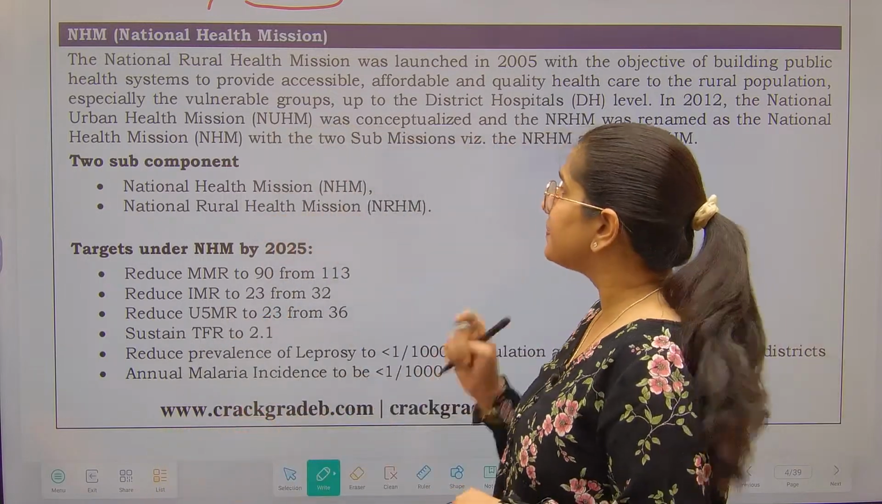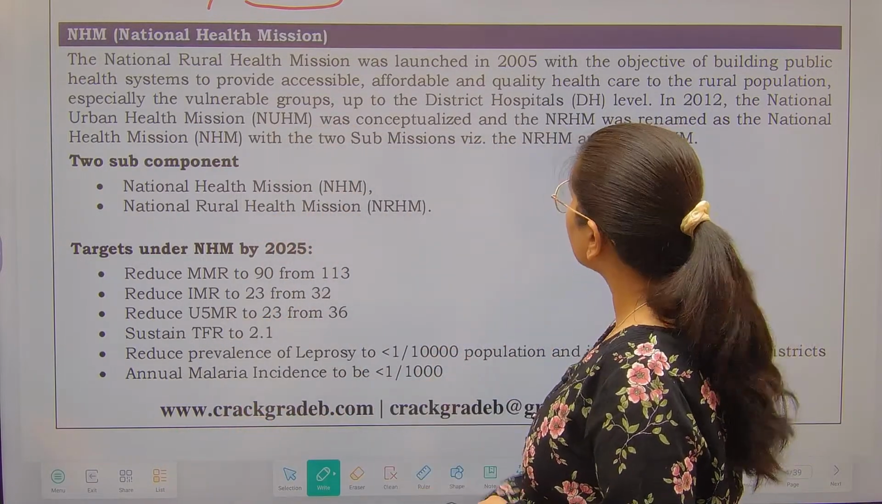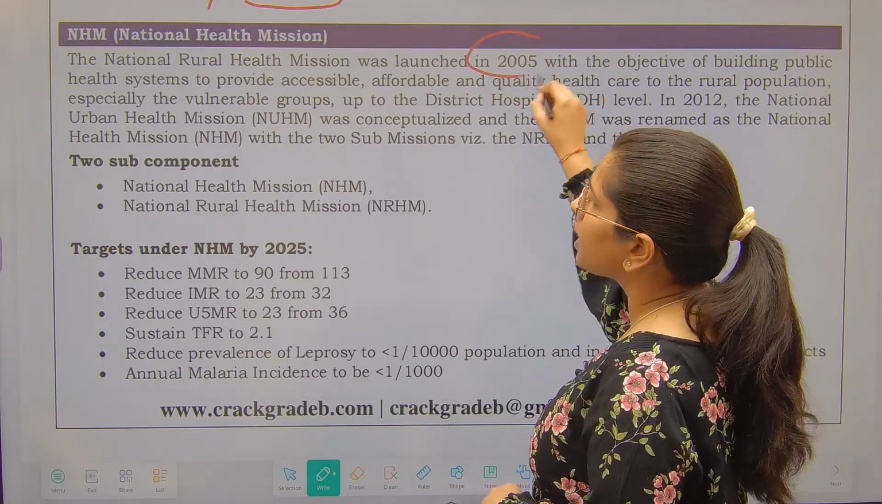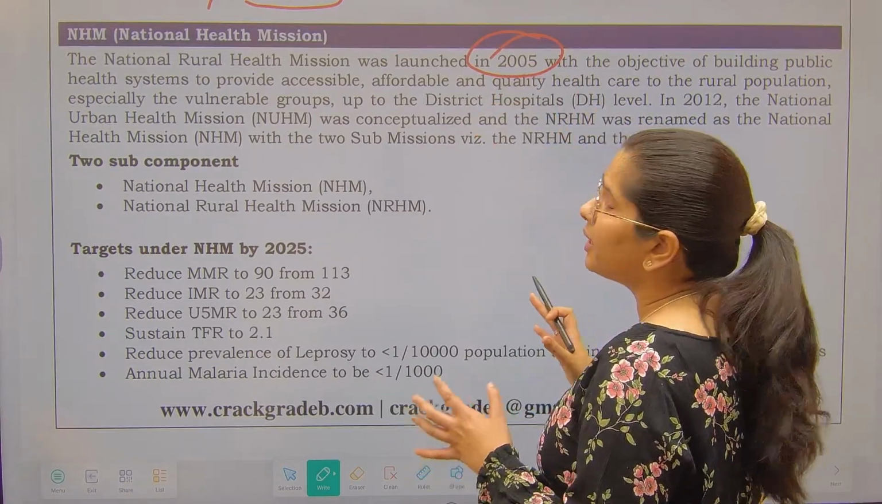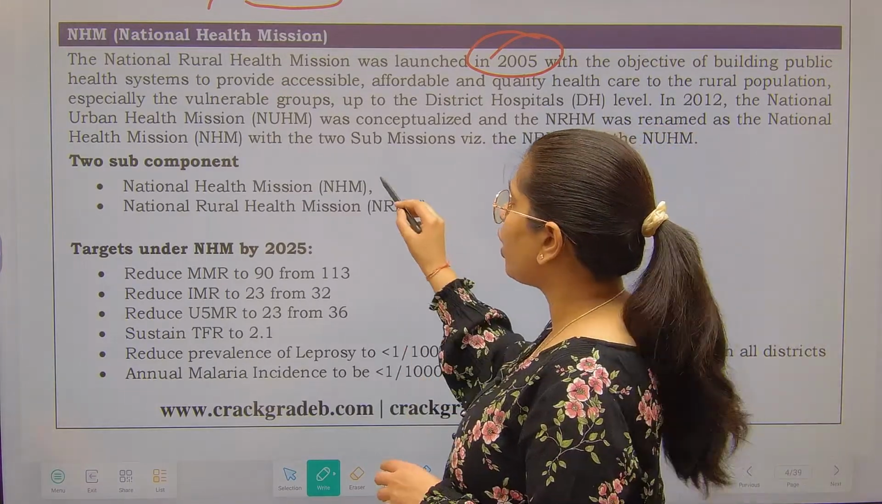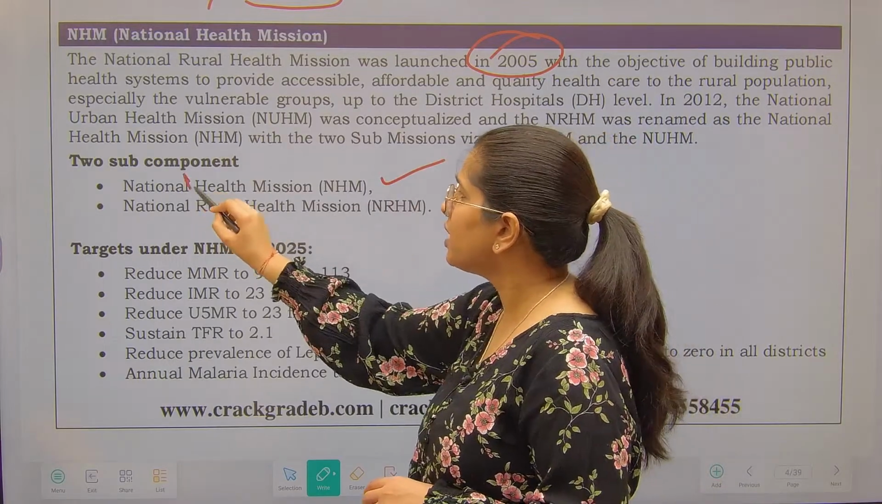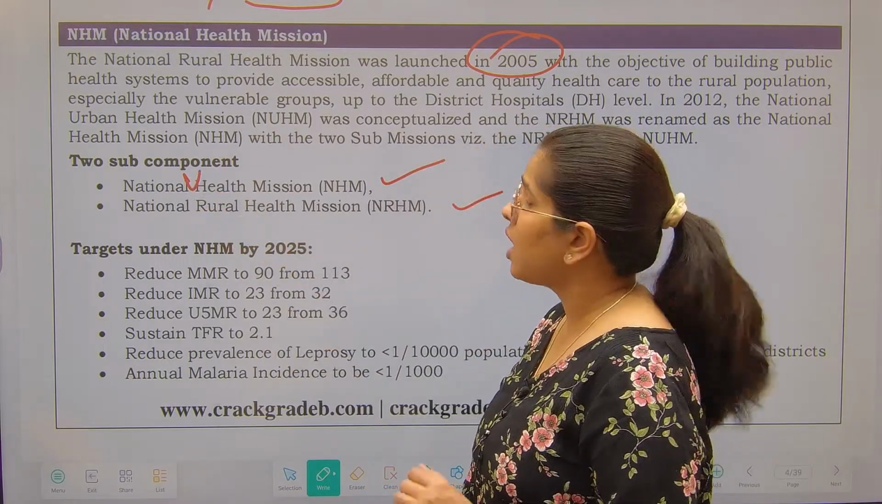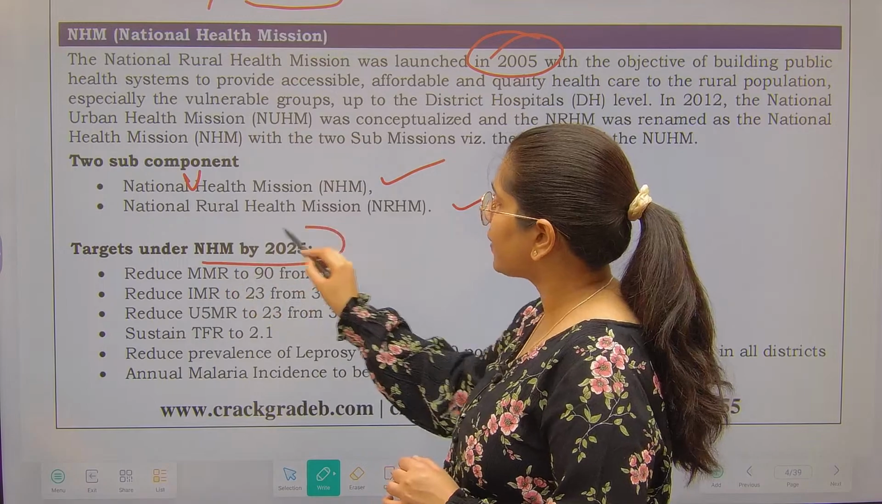So let's see. It was launched in 2005, right? Earlier, it was only focused in the rural areas. Later, it got bifurcated, and now we have got two components: Urban Health Mission as well as the Rural Health Mission. What are the targets by 2025?